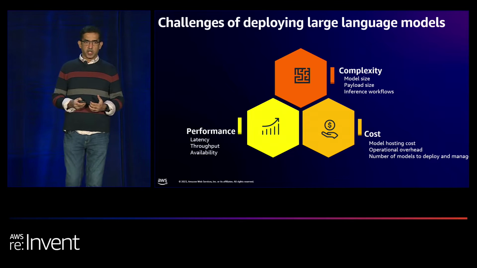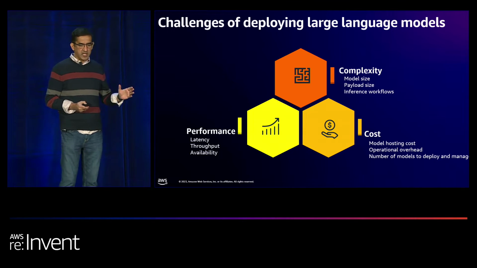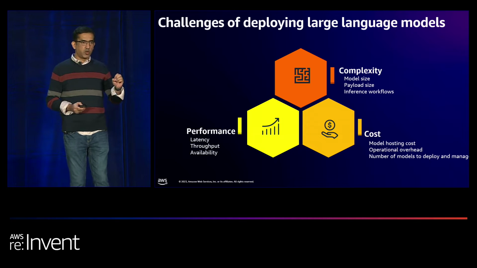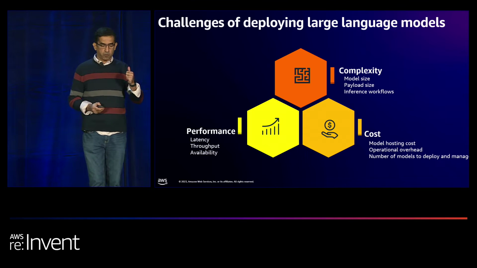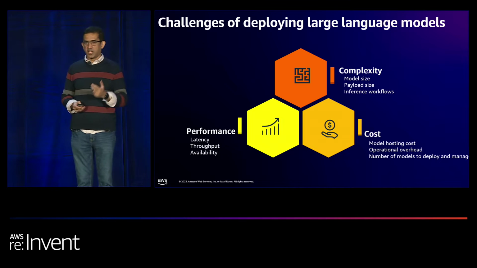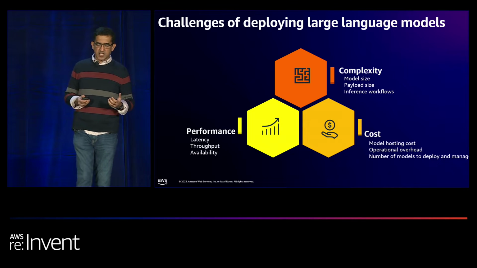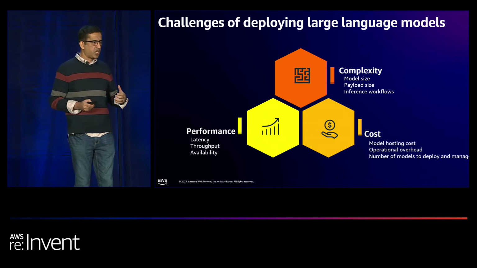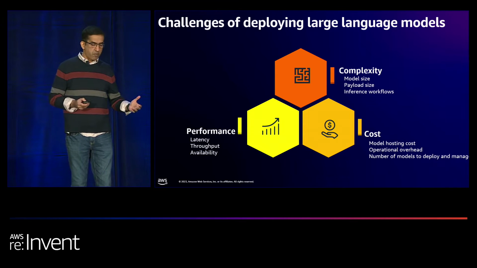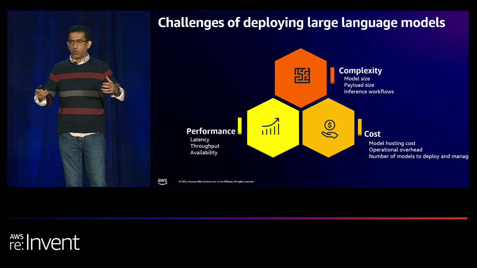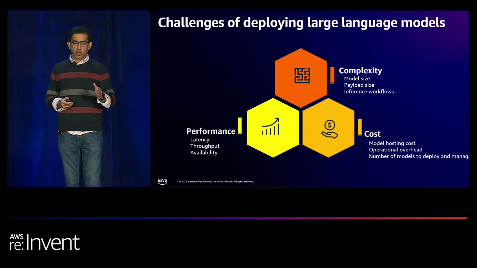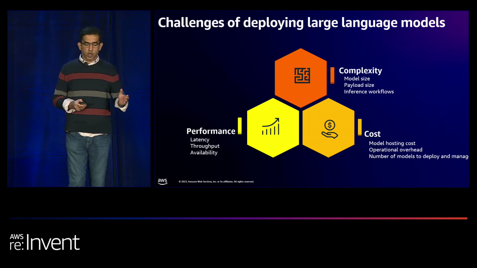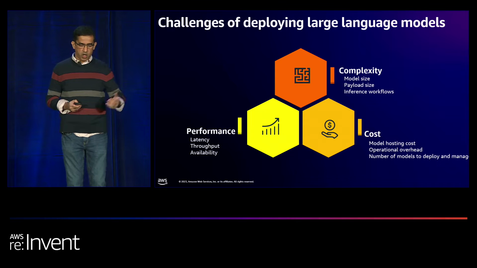As you navigate this journey, you have to strike the right balance between three factors so that you can achieve the best performance at the lowest cost for deploying your GenAI applications. These three factors are complexity, performance, and cost. Complexity manifests itself in terms of the size of the model. Or perhaps you're deploying, let's say, an ensemble of models, or you have a chain of models that you want to deploy together. Cost is an important consideration, and you want to minimize not only the cost of hosting the model, but also the cost of the operational overhead.